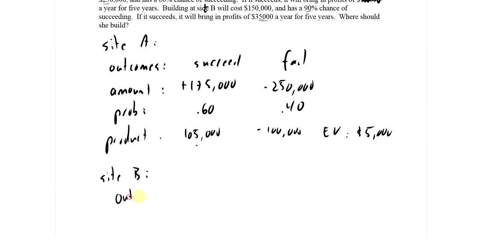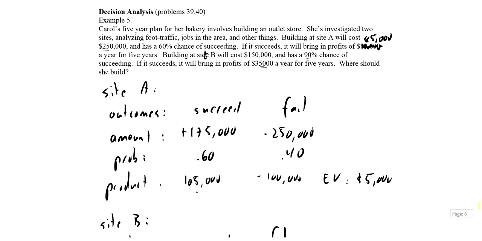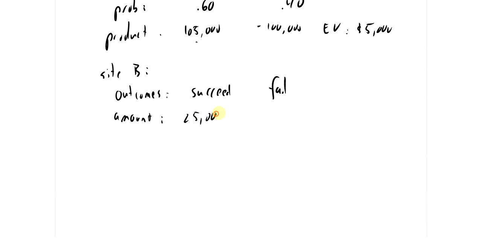But what about site B? What are your outcomes there? Well, you can succeed or you can fail. How much do you make if you succeed? Well, if you succeed, you make $35,000 a year for 5 years, and that is $175,000, but you have to lay out $150,000 to build. So over 5 years, if you succeed, you'll make $25,000. How much if you fail? You're out $150,000. What are your probabilities? Well, 90% success, 10% failure.